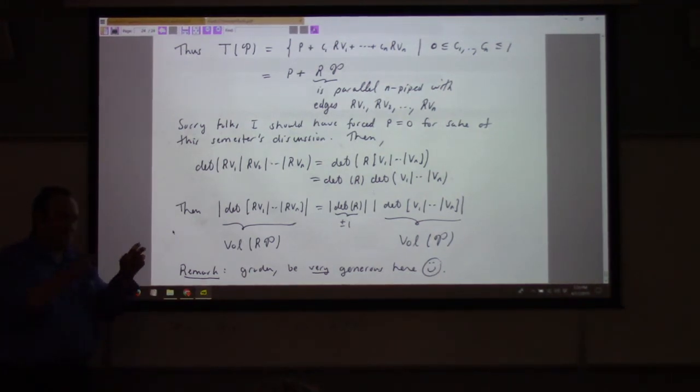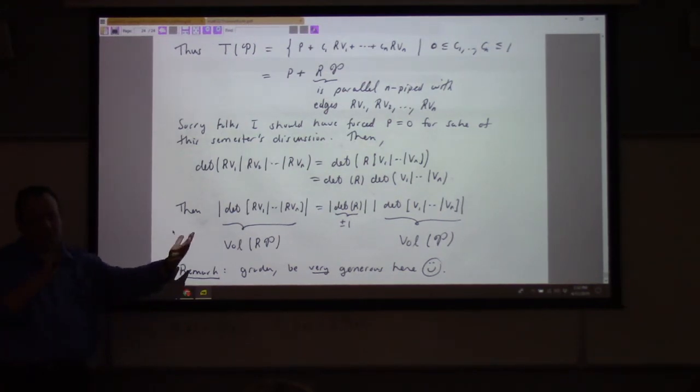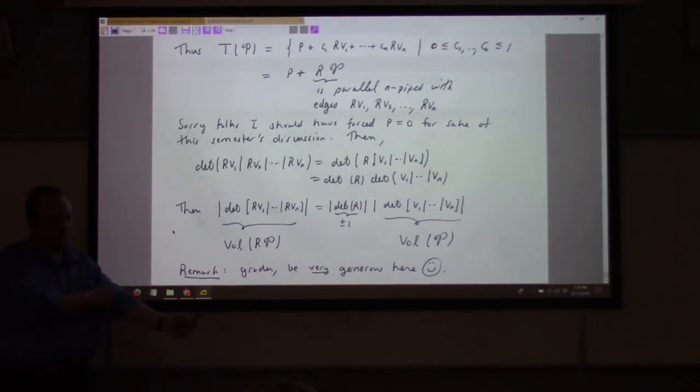And that volume could be area in two dimensions, or it could be literally spatial volume as we're considering in our three dimensions. But in four dimensions, we still call it volume. We might call it hypervolume if we're feeling particularly benevolent to the students.